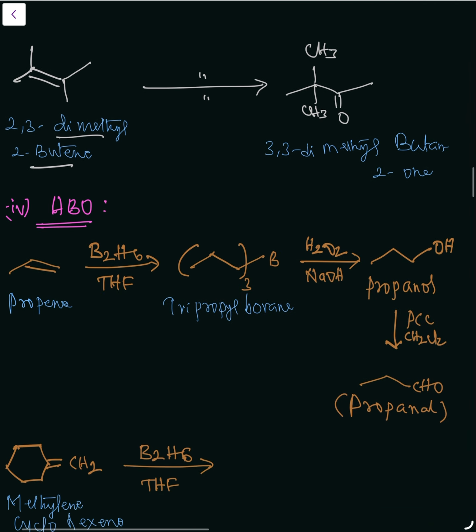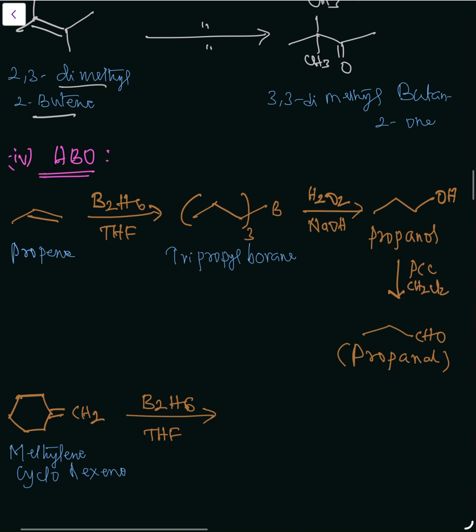Next, the hydroboration oxidation reaction. In this hydroboration oxidation reaction, we know unsymmetrical alkenes react with diborane in the presence of tetrahydrofuran, and tripropylborane is formed. On oxidation with H2O2, propanol is the product. That propanol, on oxidation in the presence of PCC, CH2Cl2, gives aldehydes as the product. That is, propanal is the compound.